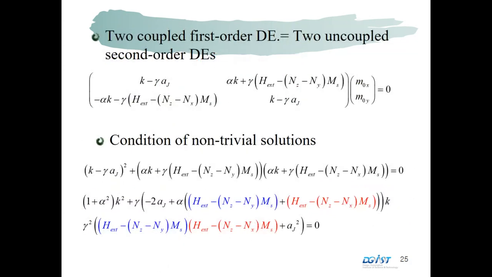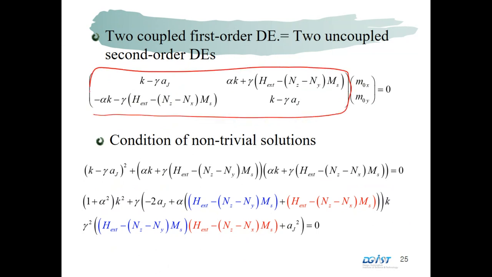Okay, then we can rearrange the matrix in this simple form. So when we have some matrix with the x vector and they give a 0, then what is the condition to obtain the solution?